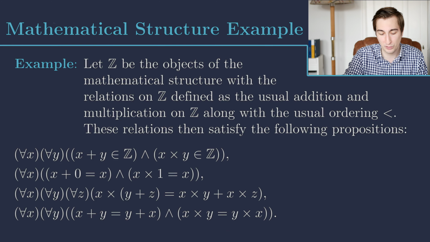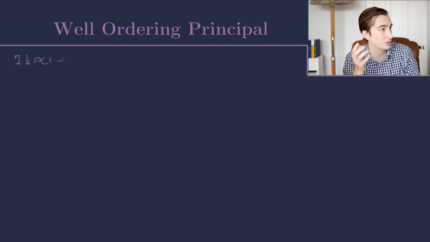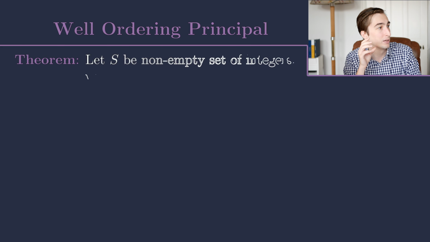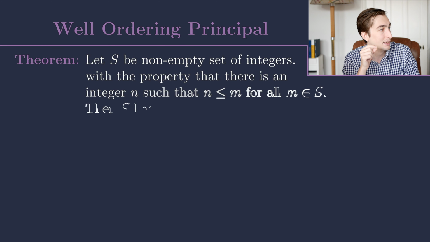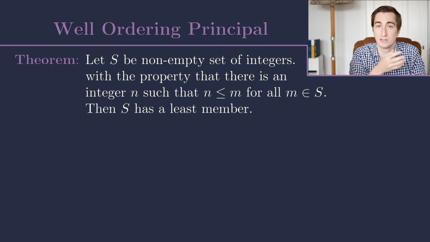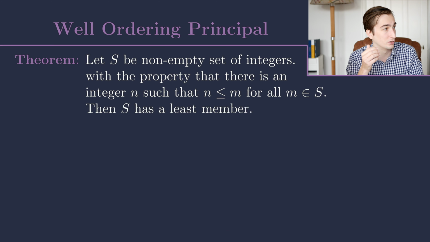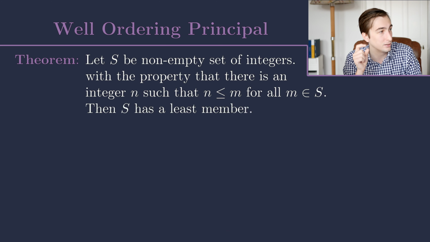And where this is appropriate is, let's look at this theorem here that's going to be particularly useful for constructing proof by induction. This is a particular theorem about the integers. So if S is a non-empty set of integers with the property that there is an integer n such that n is less than or equal to m for all m in S, then S should have a least member. And this is going to be particularly important, as I say, for constructing proofs by induction. And we're specifically saying that this is something special about the integers, right? Because we're saying it's a non-empty set of integers.